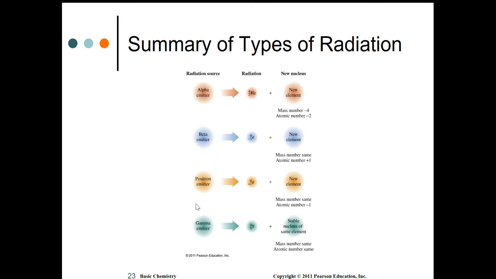So here, summary of types of radiation. If it's an alpha particle, alpha decay, there's a new element. This is the radiation that you will see. If it's a beta, this is the radiation you will see. That's a new element also. It also says here what you need to do. So very, very easy. Positron, again, new element, and gamma, stable, same. Okay.